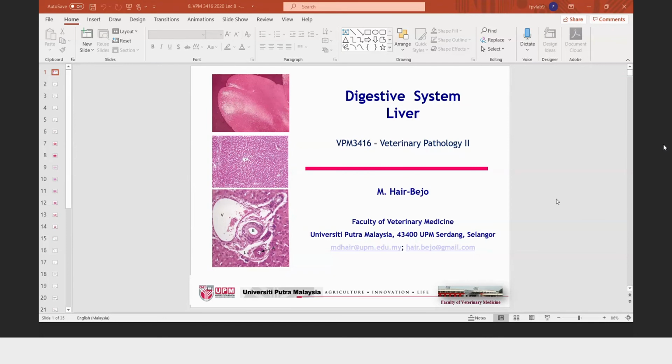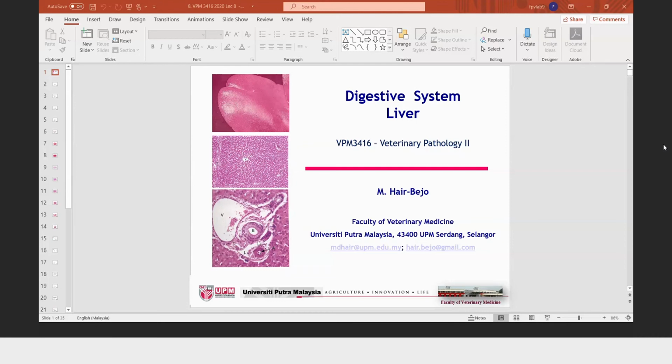So we continue with our lectures on GIT. And now we cover the liver. We have 2 lectures on the liver, and this is the first part. So in the digestive system, we cover the liver. You can see that there's a liver of a pig. And this is how the liver looks. We have the lobules, and this is actually the portal tract of the liver.